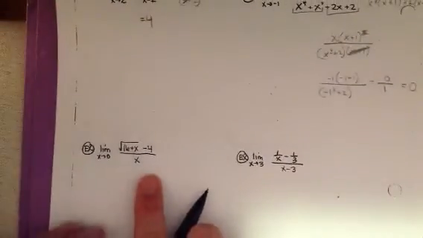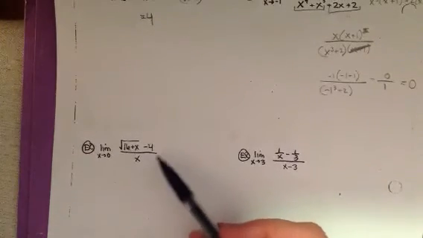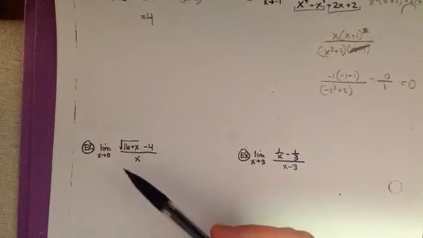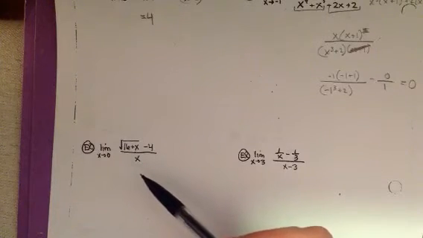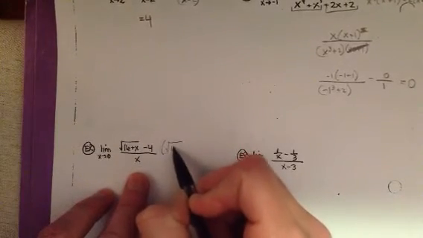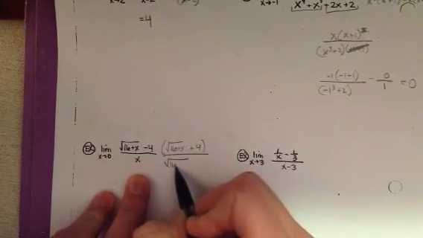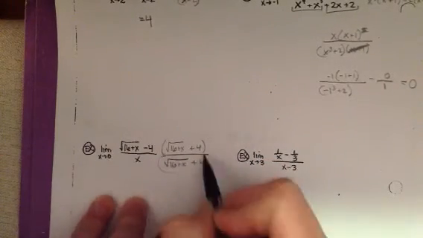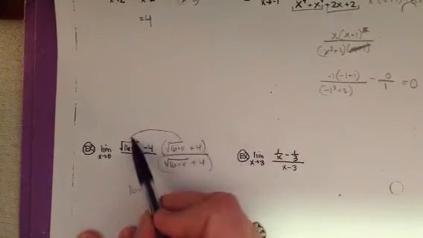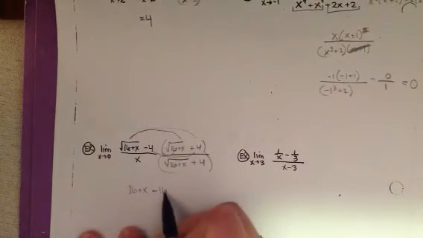This is a different one. Direct evaluation obviously doesn't work. We get 0 over 0, indeterminate case, so manipulation is required. This is where that skill of rationalizing a numerator that we learned in PreCalc is going to be useful. So if we rationalize this numerator by multiplying by the conjugate, root 16 plus x plus 4, root 16 plus x plus 4, and we go through and we distribute, we get 16 plus x.